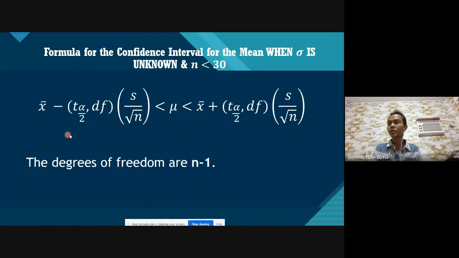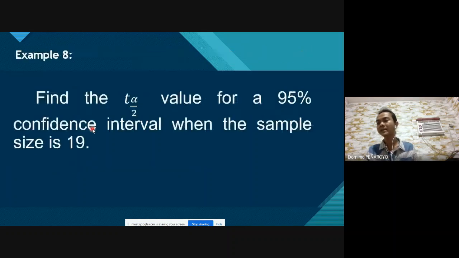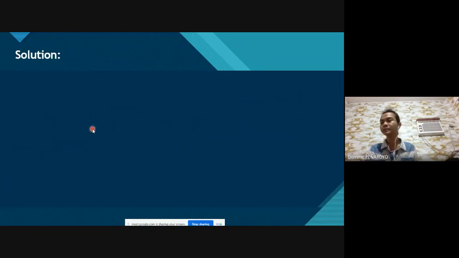Okay. So, let's practice first the finding of the T value. Let's have this example: find the T alpha over 2 value for a 95% confidence interval when the sample size is 18. Again, we will use the T distribution table in finding the T alpha over 2 value. So how do we find the T alpha over 2 value, given that our confidence level is 95% and our sample size is 19?